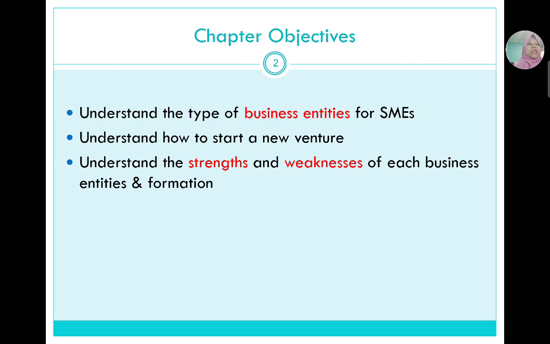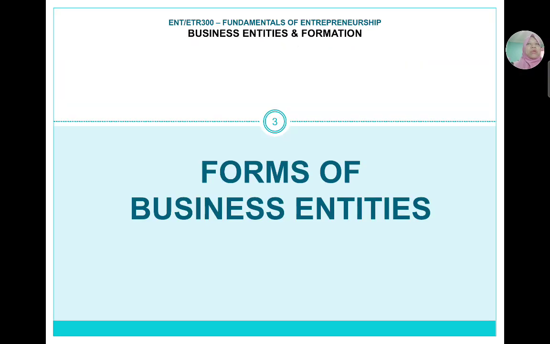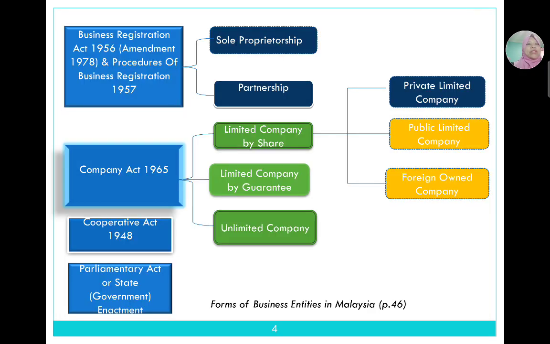Alright, this topic is important because when we want to start our own business, we have to know what types of company registration are available for startups. Basically in this chapter, for SMEs, for micro business, for startups, you can start your business by registering it as a sole proprietorship, a partnership, or a private limited company. As you can see here, sole proprietorship and partnership have the same business registration act.